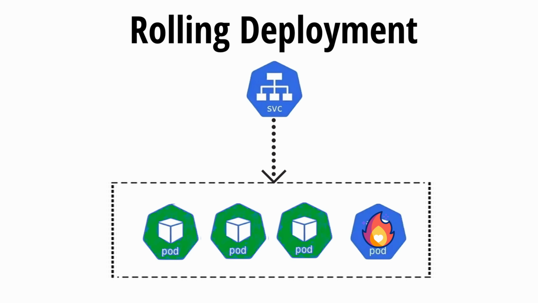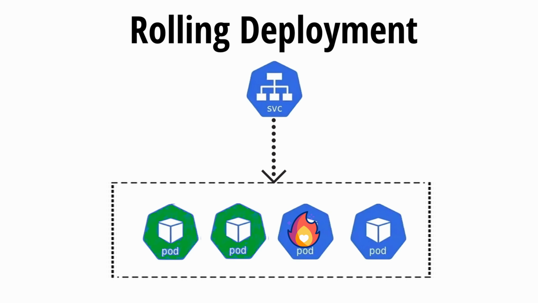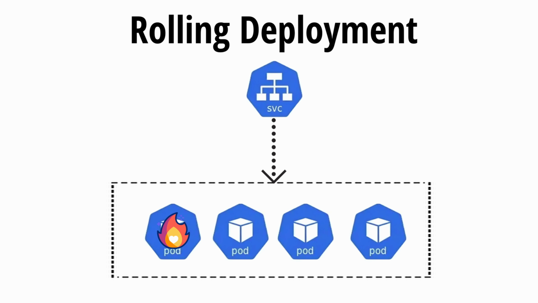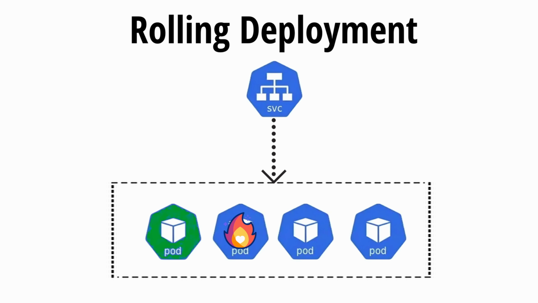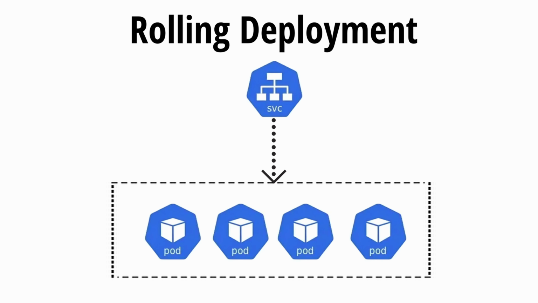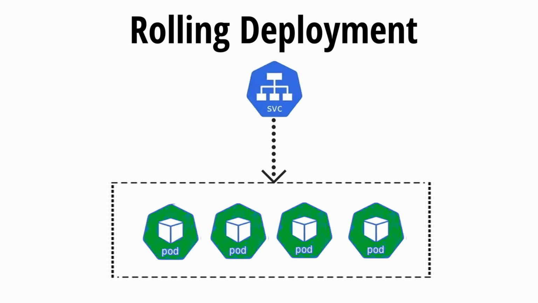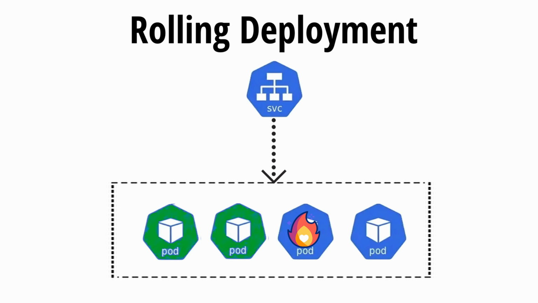Replica sets. A Kubernetes deployment manages a set of identical pods, often referred to as a replica set. Each pod represents an instance of your application. So pod replacement happens during a rolling deployment. The deployment creates a new replica set with the updated version of your application while keeping the old replica set running. Gradual transition. The deployment controller then gradually replaces pods from the old replica set with the pods from the new replica set. This process continues until all pods are running the updated version.